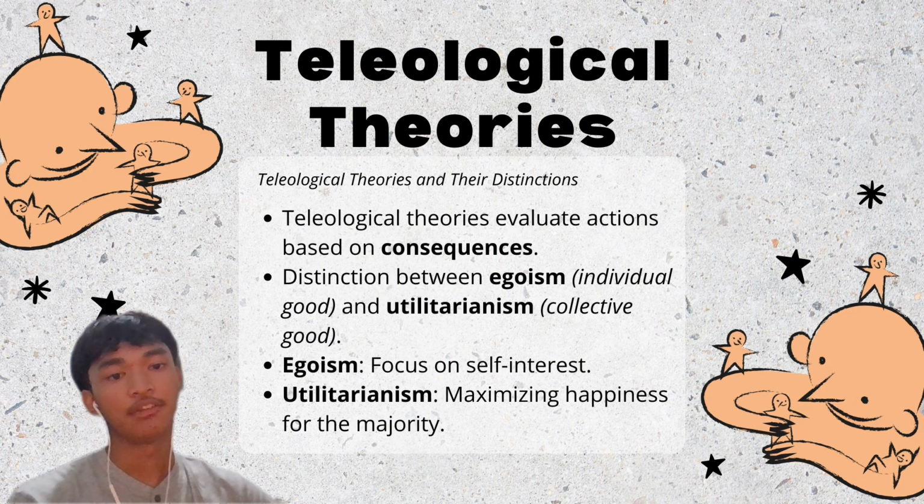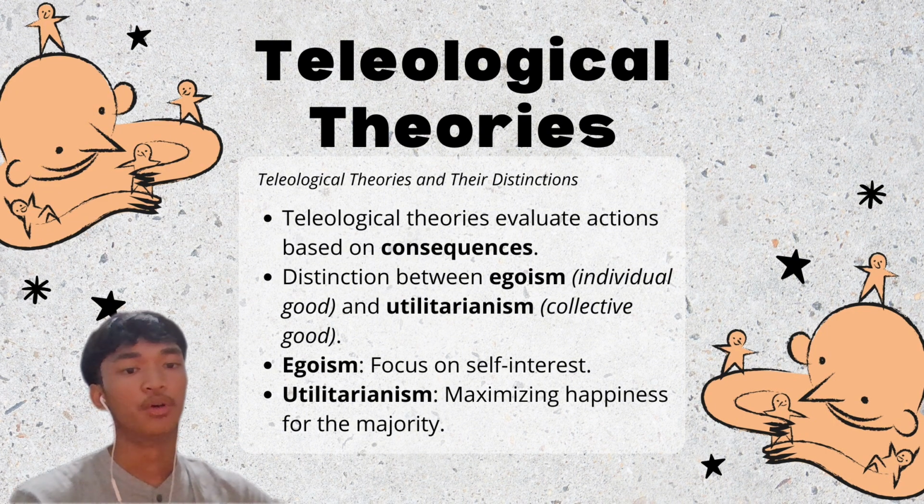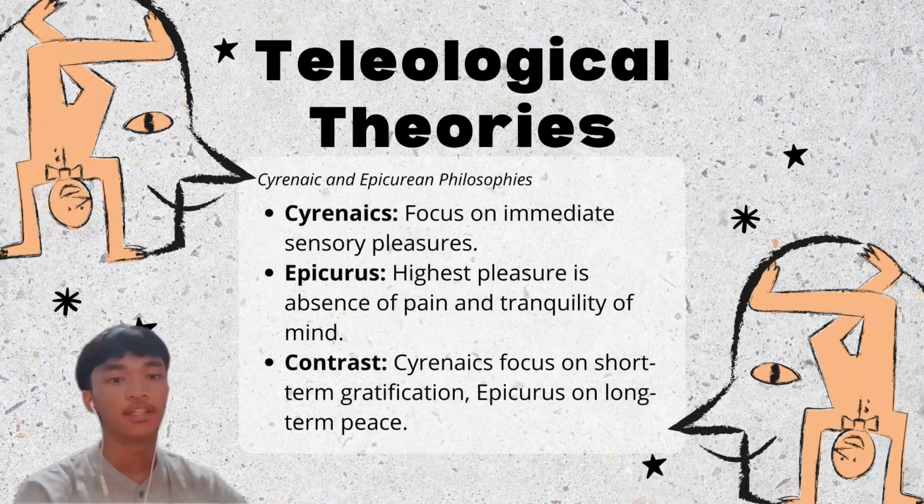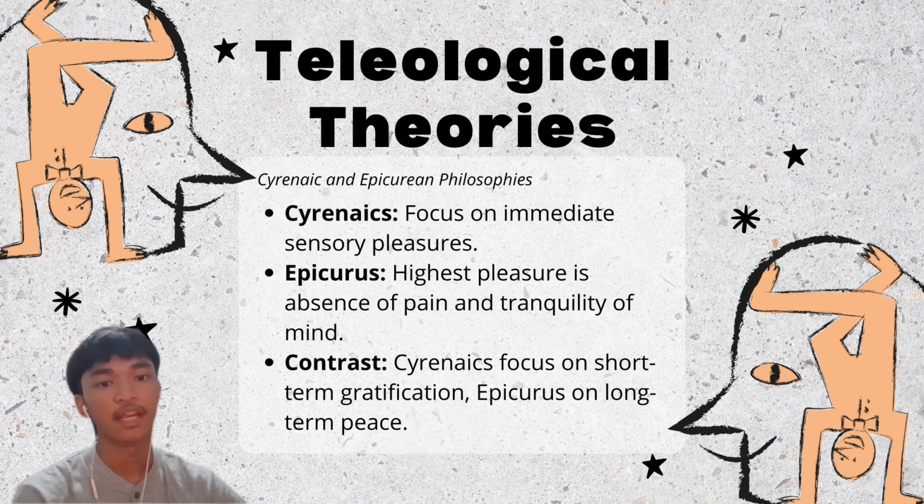In contrast, utilitarianism advocates for the greater good of the community. It argues that moral actions should aim to maximize happiness for the largest number of people, ensuring the equal distribution of good and avoiding favoritism towards oneself. In this module, Module 2, Cyrenaic and Epicurean philosophies are also discussed.